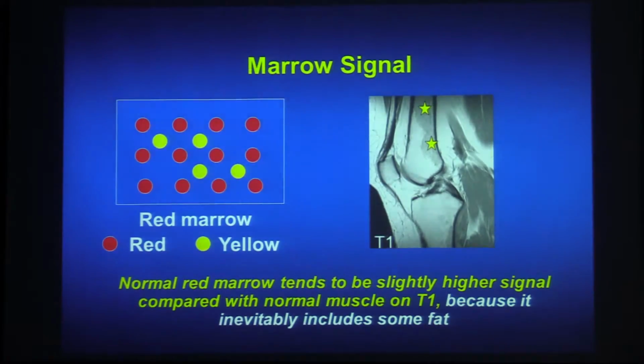And now let's talk a little bit more about red marrow. We said that red marrow includes not only the cellular elements, but also includes some fat. So normal red marrow, like we were just looking at, tends to be a little brighter than muscle because it's got some extra fat in it.